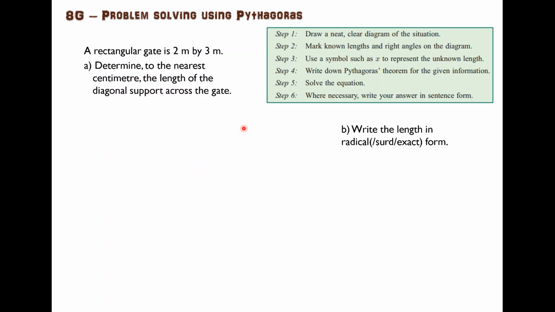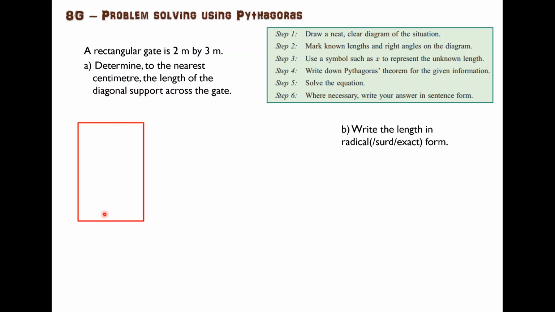Problem solving using Pythagoras. Here we have a problem where there is a rectangular gate and we want to determine the length of the diagonal support across the gate. It's really important for these worded questions: if the question involves any shapes or measurements or anything, draw a diagram. It'll help a lot. So let's draw the rectangular gate.